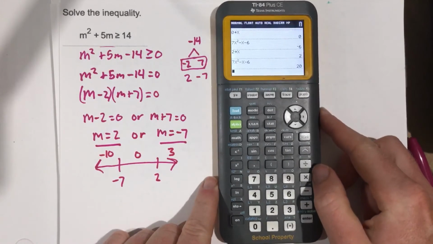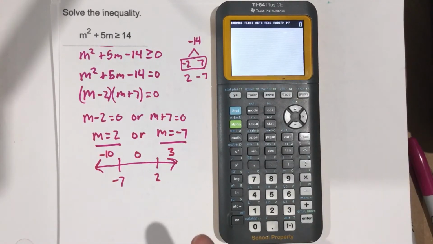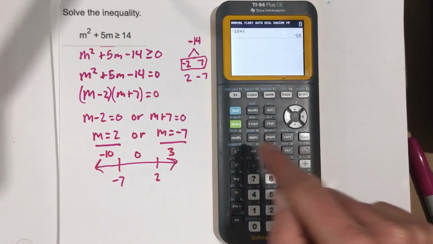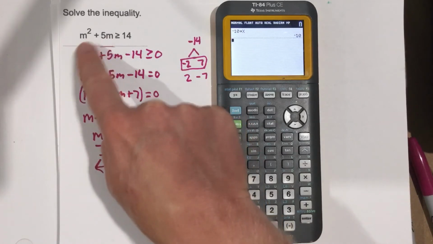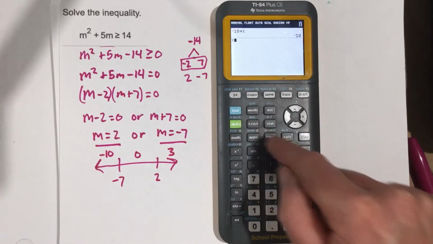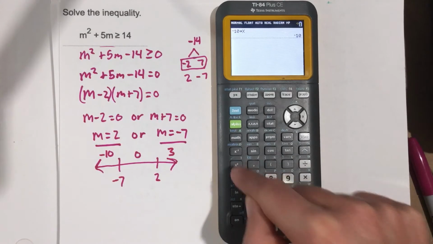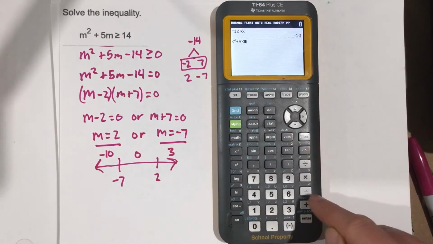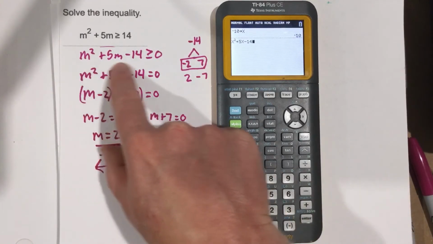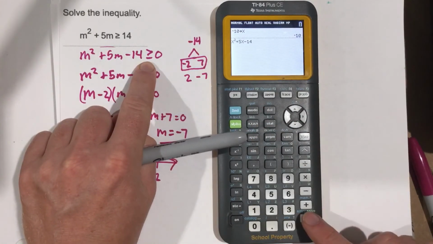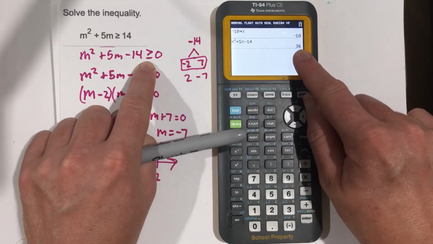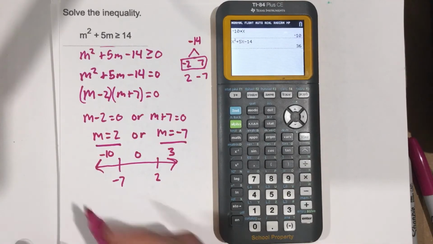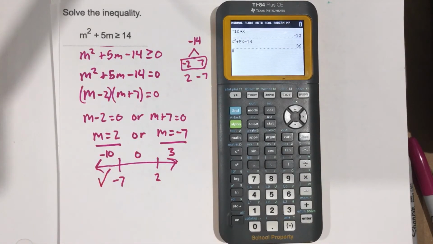So I start by storing negative 10 as x. And then I type in this equation using x instead of m. So I say x squared plus 5x minus 14. I'm using this one right here. And it says greater than or equal to, so when I hit enter, I look, is 36 greater than or equal to 0? 36 is greater than or equal to 0, so these are solutions here.